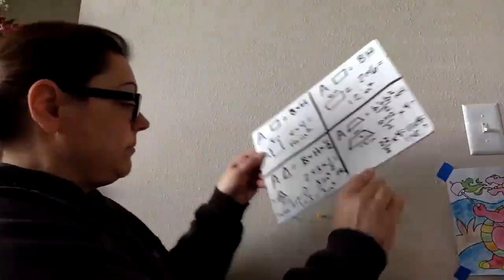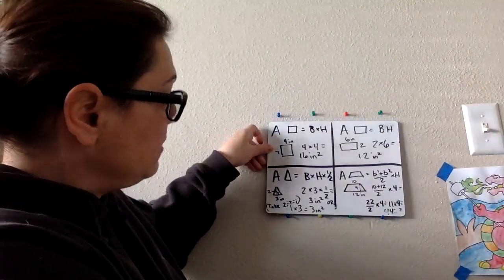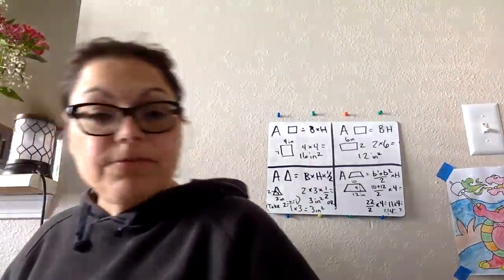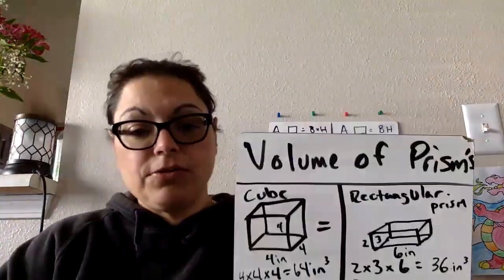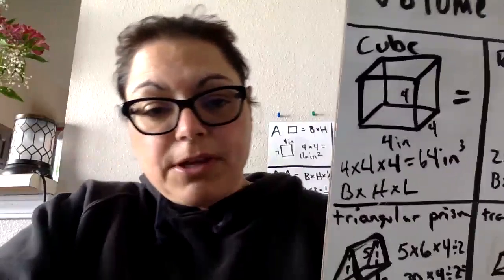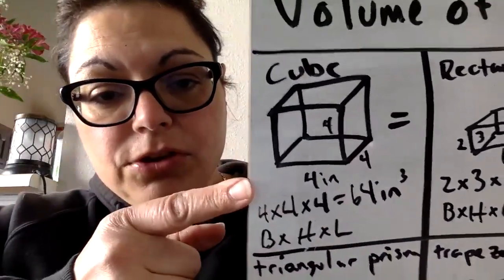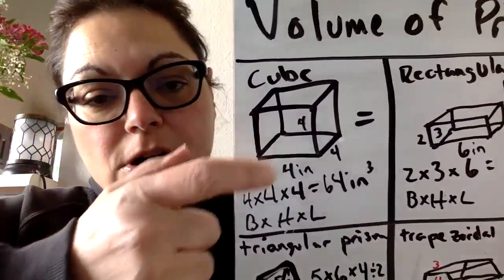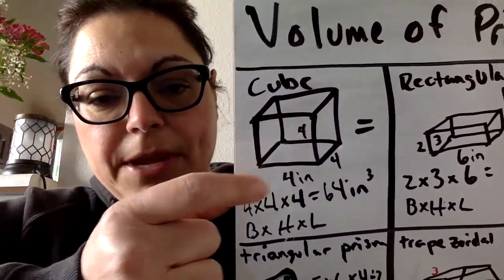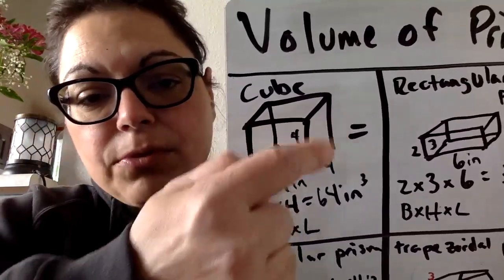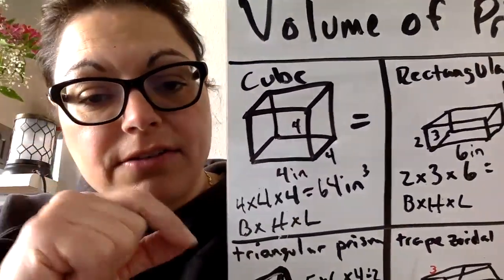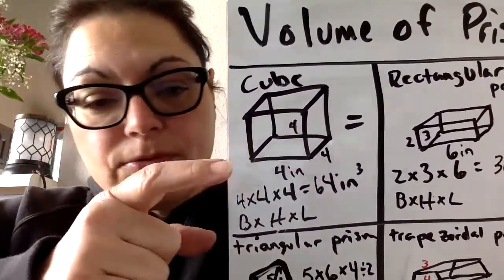So I'm going to put this up here to remind us about our formulas. And then we'll go over volumes. Remember again, the volumes of a prism. So first we have the cube. Remember a cube is like a dice, right? So in a cube, all of the sides are the same. So the base, the height, and the width are all the same size, just like a dice. So here I have inches, so 4 inches.